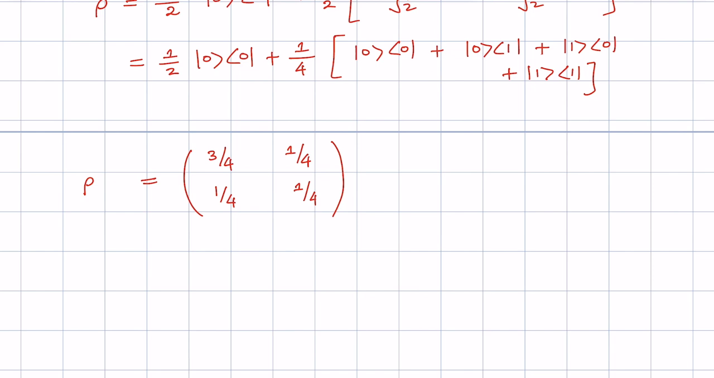This is because you now have non-zero off-diagonal elements. These kind of states are called partially mixed. And in fact, you can check all the other properties. You can calculate rho squared, and then find the trace of rho squared. You will find that the properties corresponding to mixed states are obeyed by this density matrix.